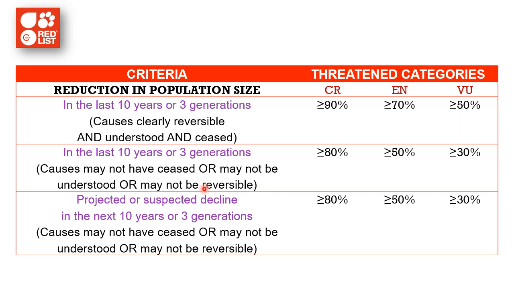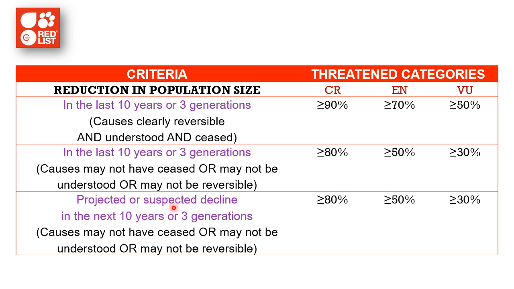Suppose if it is an issue of say habitat degradation or habitat loss, it may not be reversible at the present moment. So these two issues, in the first issue, if the population fall has been more than or equal to 90%, it will be classified as critically endangered, more than or equal to 70%, then endangered, more than or equal to 50%, it is vulnerable. In the second case, more than or equal to 80%, CR, more than or equal to 50%, endangered, and more than or equal to 30%, that is vulnerable.